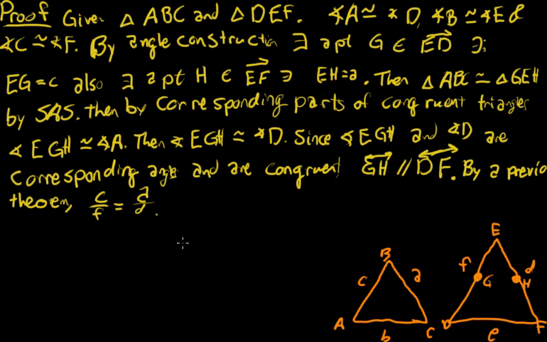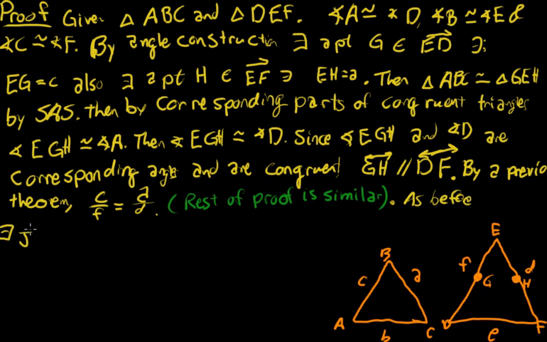And then, yeah, we'll go ahead and do the rest of it. The rest of this, we'll just make a note here saying rest of proof is similar. But we'll actually go ahead and do it. So we'll say, as before, there exists some type of J element of the ray FD. So we'll put, probably need to switch to orange to do this. We'll put J down here.